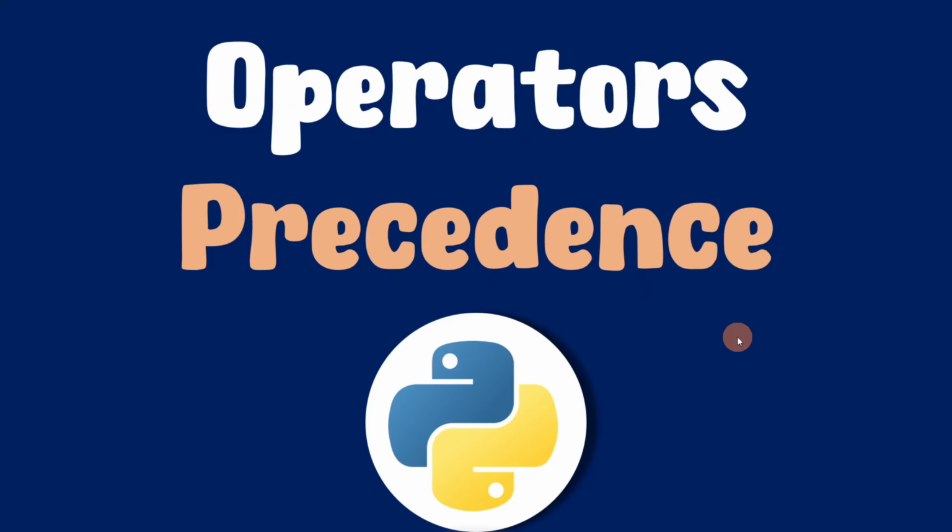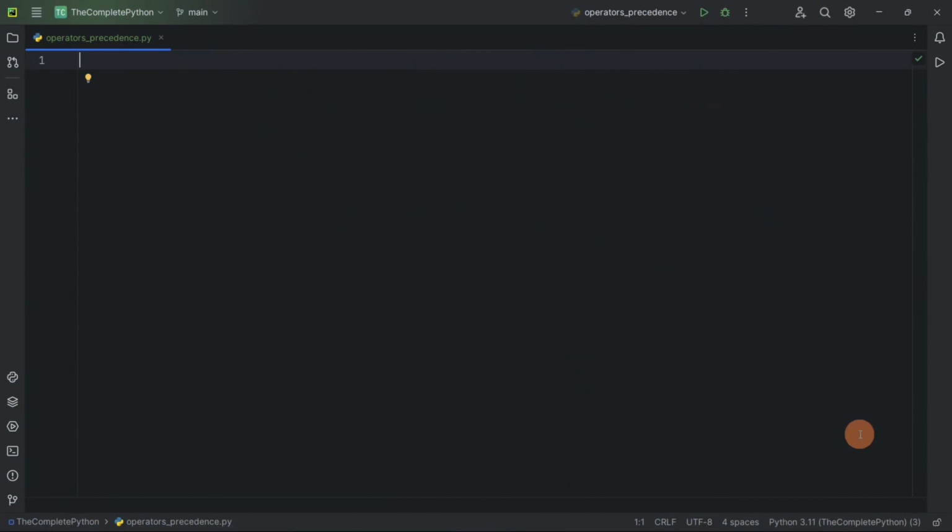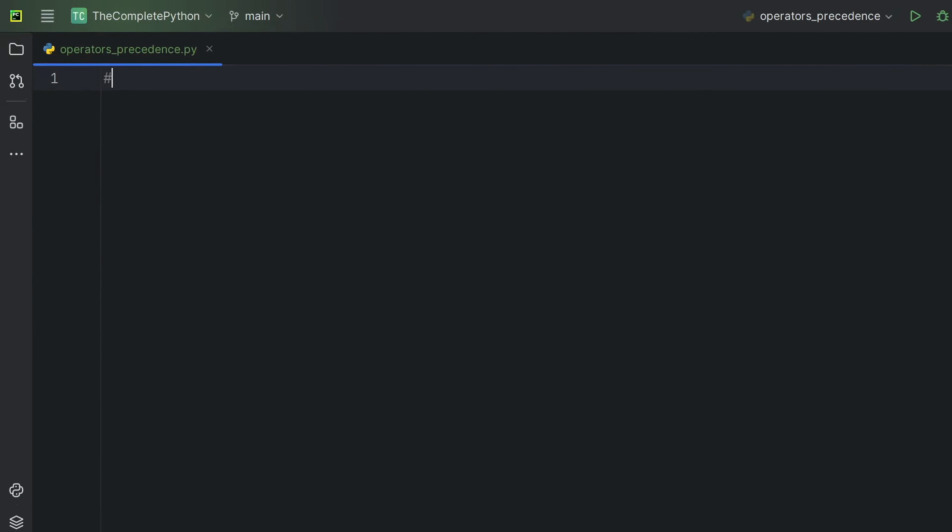Hello friends, in this session we will be learning a very important concept in Python, that is operators precedence. Let's get started. Let's try to solve some expressions.